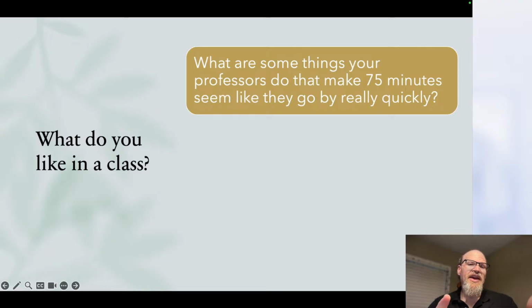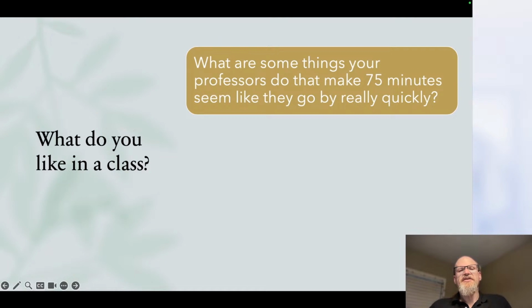And so if you've never done that, I would recommend that before you start thinking about all the stuff you want to do, you prepare a list of the things you liked. What made things go by quick? Because we know time perception psychologically is very related to how invested we are in something.